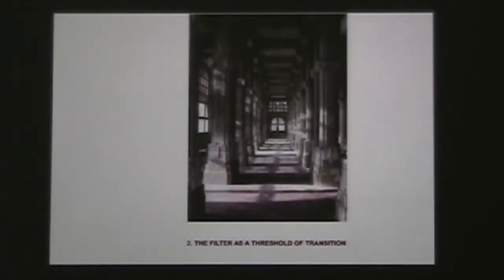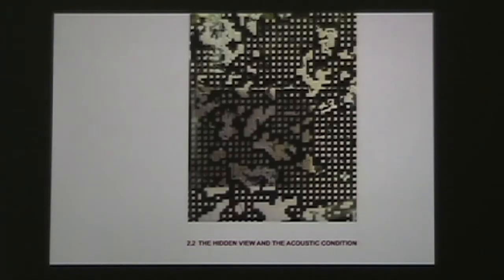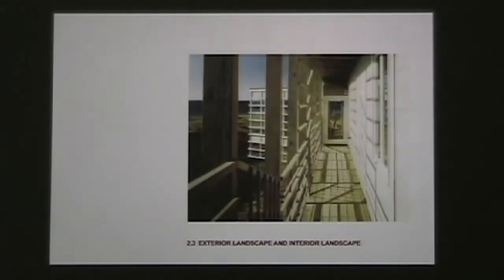The second chapter is titled The Filter as a Threshold of Transition. And then I explore four different sections. The first one is the vision of the horizon in the interior space. The second one has to do with the hidden view and the acoustic condition. The next one deals with the idea of exterior landscape and interior landscape.